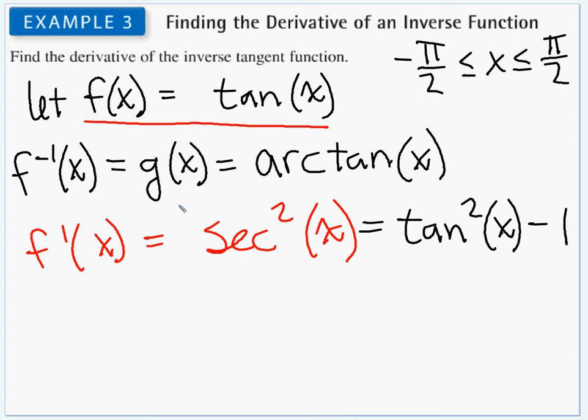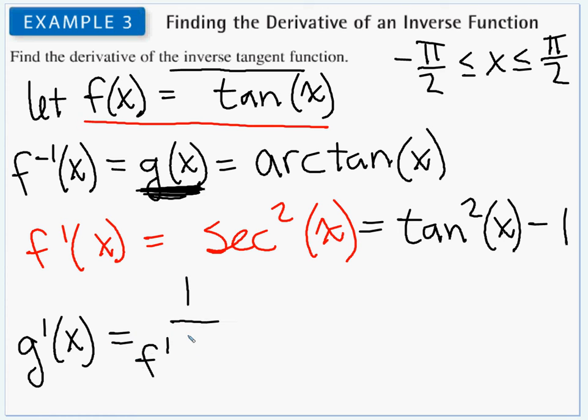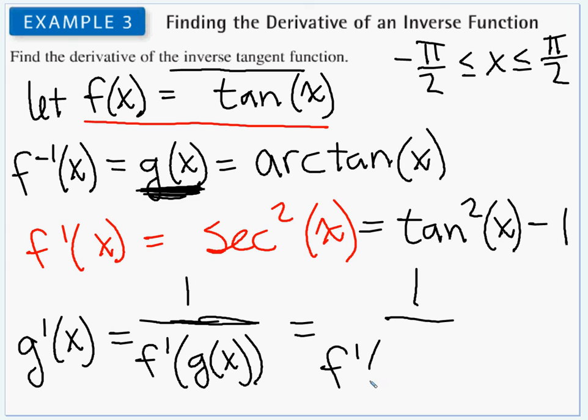Okay, now for the confusing notation from that theorem box. G prime of x. Remember that g is our inverse here. So this is going to be the derivative of the inverse, and that's what they're asking us to find in this example. That is going to be equal to 1 over f prime of g of x. And I guess I need another parenthesis on there. So that's the same as 1 over f prime of, well, g of x we know. This g of x is arctan. So I'm just going to put f prime of arctan x in there.